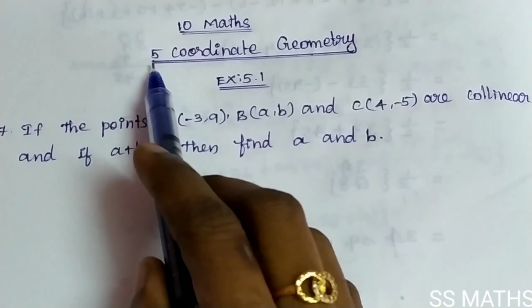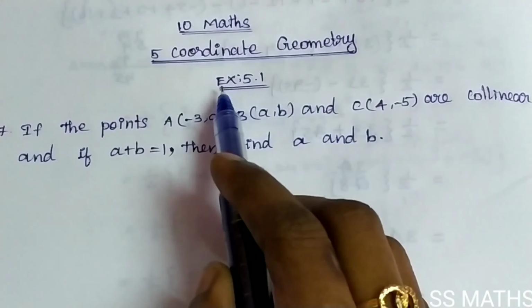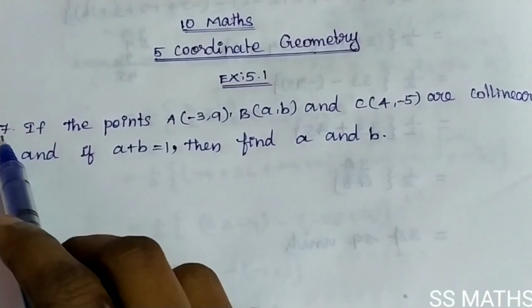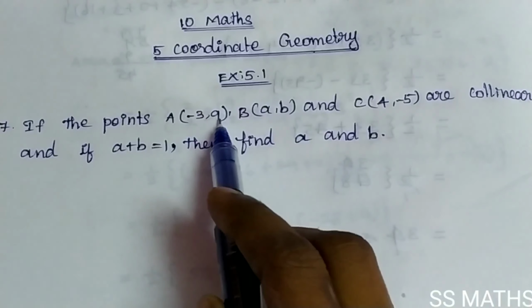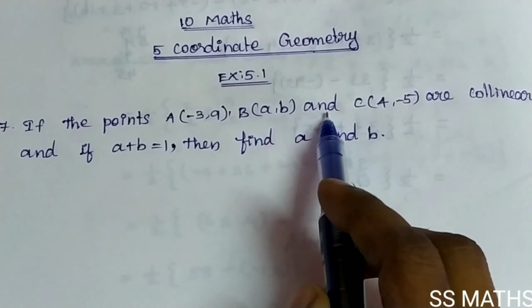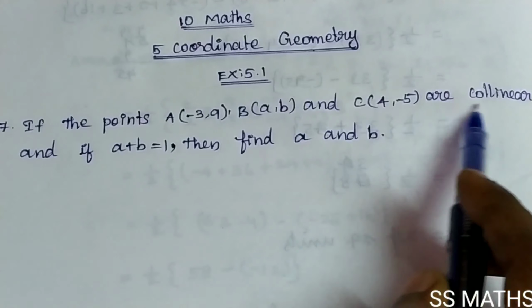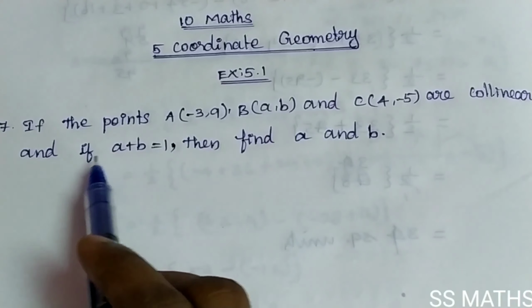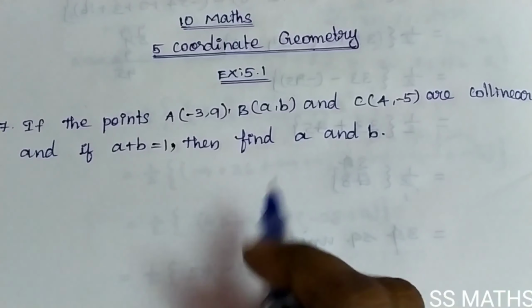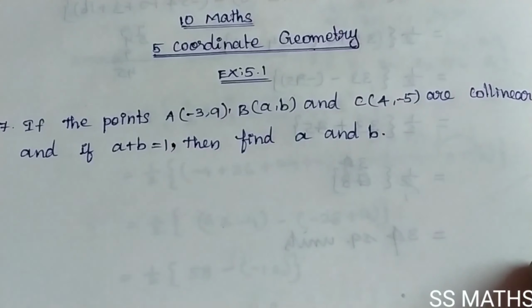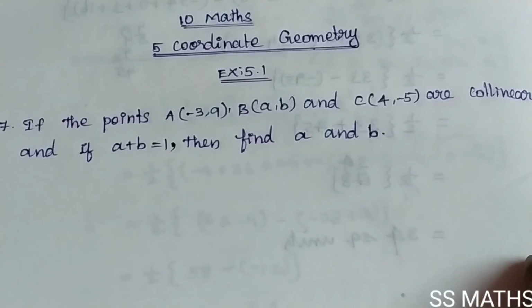10th Maths, Chapter 5, Coordinate Geometry, Exercise 5.1, Question Number 7. If the points A(-3, 9), B(a, b) and C(4, -5) are collinear and if a plus b equal to 1, then find a and b. So, 3 points are given, and they are collinear. Collinear means the area is 0.